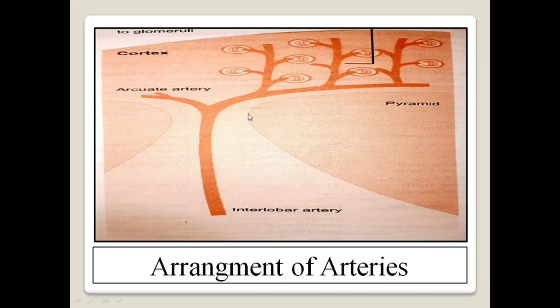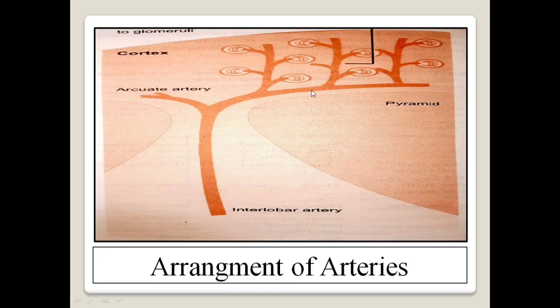So at the junction of pyramid and cortex, this arcuate artery progresses in the renal tissues. So from here, perpendicular to, or at right angle to, the interlobar artery at the level of the base of the pyramid, the arcuate artery will originate, and this arcuate artery runs parallel to the surface of the kidney. So this is the arcuate artery of the kidney.